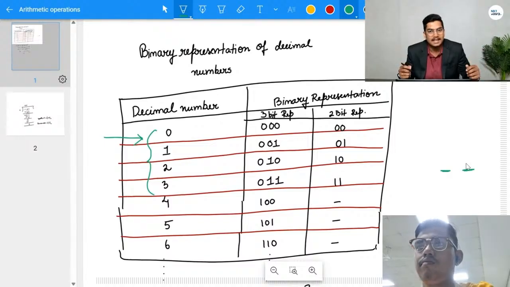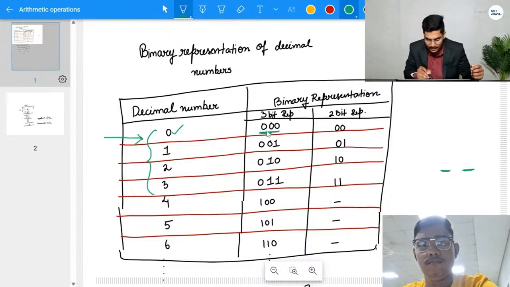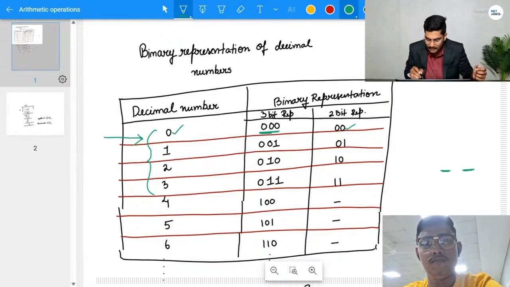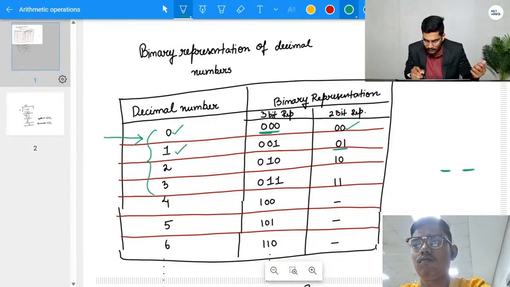But if your numbers are increasing, that is, if you want to represent any number greater than 3, such as 4, 5, 6 and so on, we might require something called a 3-bit representation. The number 0 can be represented as 0, 0, 0 in a 3-bit representation. It can be represented as only 0, 0 in a 2-bit representation. If you want to represent the number 1, then you can write it as 0, 1.